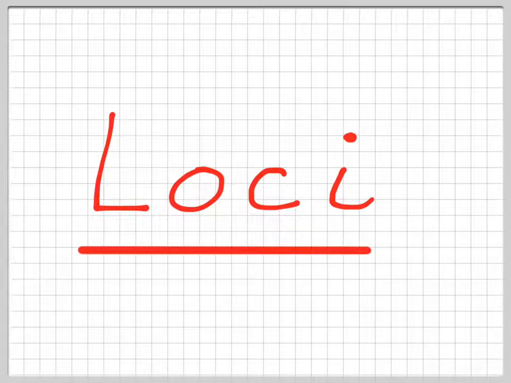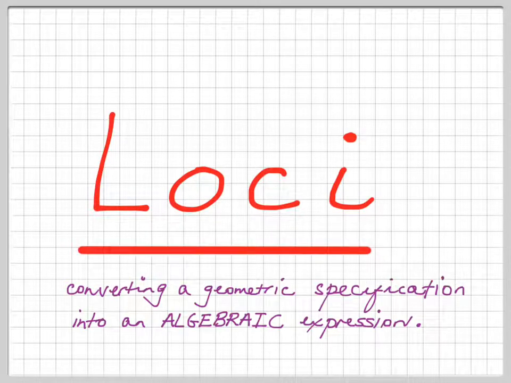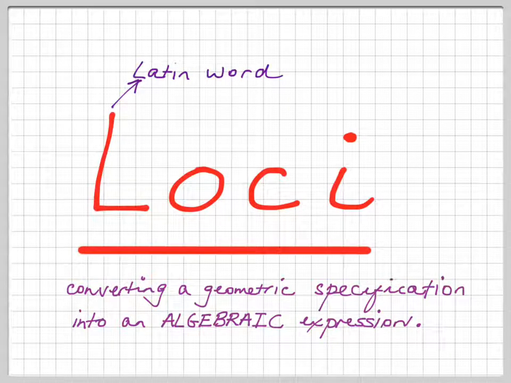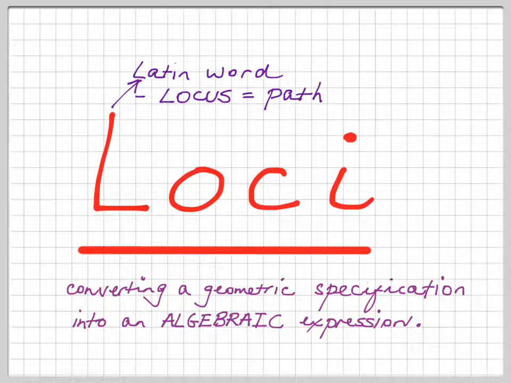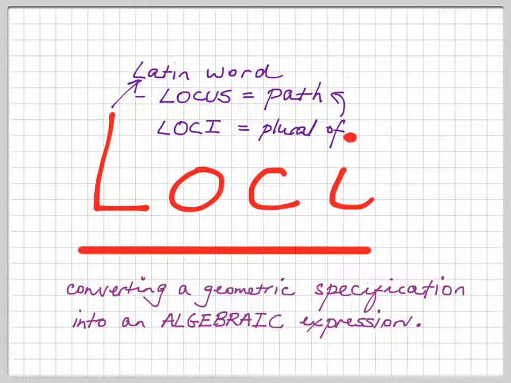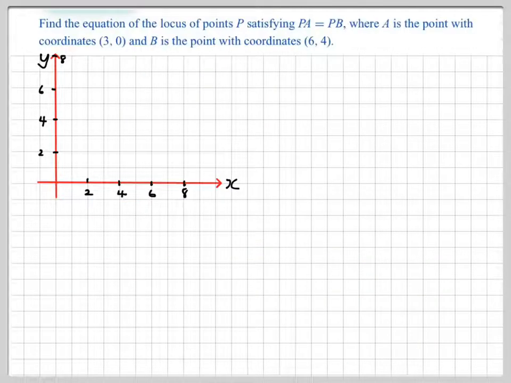Locus, I'm going to explain to you, is basically converting a geometrical specification into an algebraic expression. So it's where geometry meets algebra and they have a ball together. Locus is a Latin word which means a path, and loci is the plural. I guess that's where words like locate and locality come from. So let's start the ball rolling here.